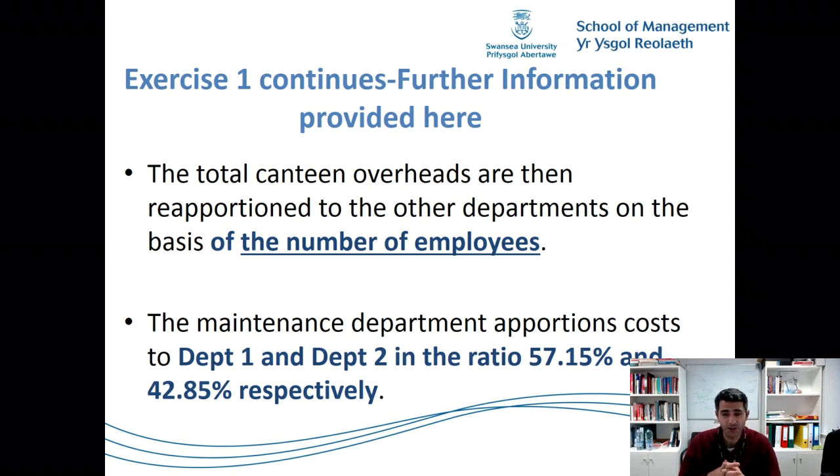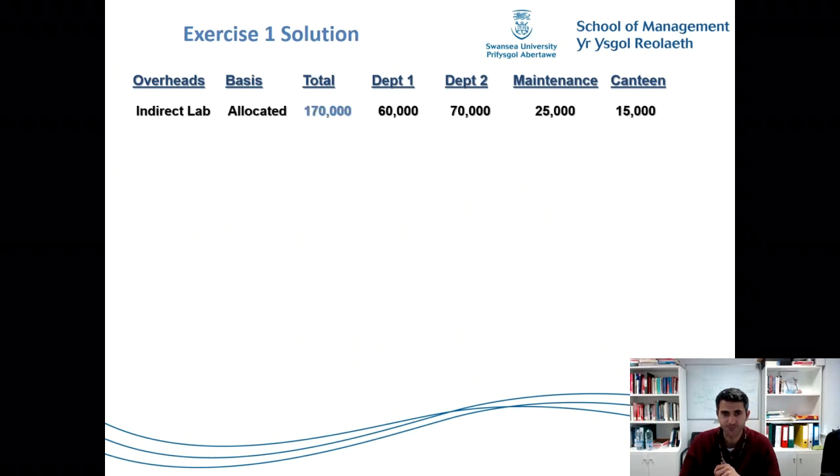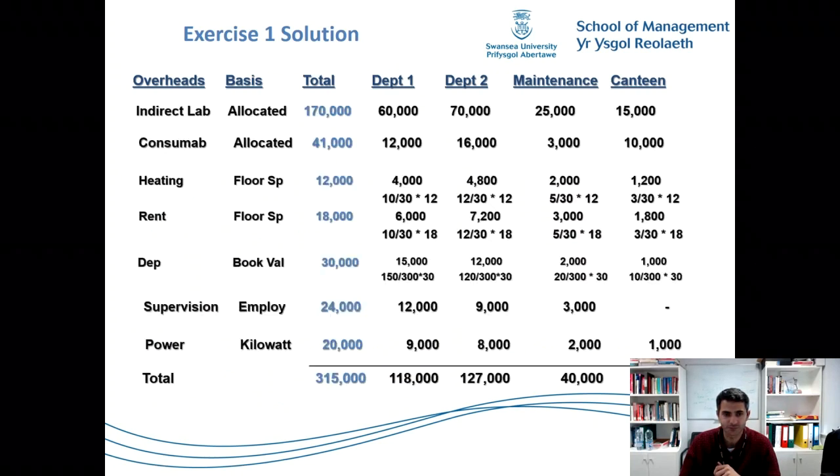So very simple. You need to find out the total maintenance cost, which, if you remember, was £43,750. So you need to multiply it by 57.15%, and that goes to department 1, and also you need to multiply it by 42.85%, and this goes to department 2. Here we go.